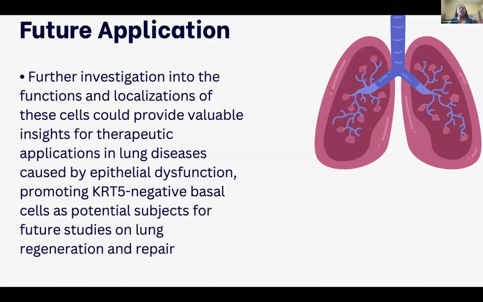So moving forward, it would definitely be cool to look into differences between a healthy lung and a diseased lung, and then look into these further subsets of the other basal cells, because there are different types of basal cells, different subsets, and what exactly their functions are. Why are some expressing 17? Why are some not? Why are some expressing 5? And why others aren't either? And why is there a difference in the proximal and distal airways? So further investigation into the functions and localizations of these cells could give us insights into applications and therapeutic interventions for lung diseases caused ultimately by epithelial dysfunction.